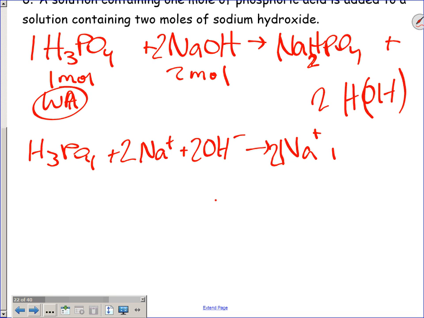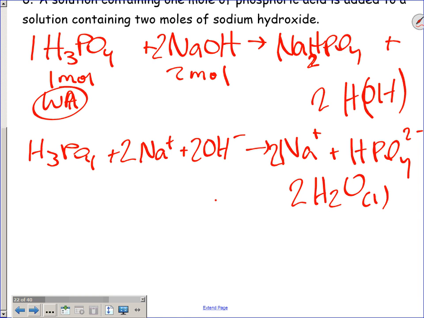There's 2 Nas, there's a biphosphate here that ionizes away from it, and then what do we do with water? Leave it as water liquid, and then the only spectators are the sodiums. So you have phosphoric acid plus 2 OH's yields biphosphate and 2 waters. Okay, so that's as far as I need to go right now.